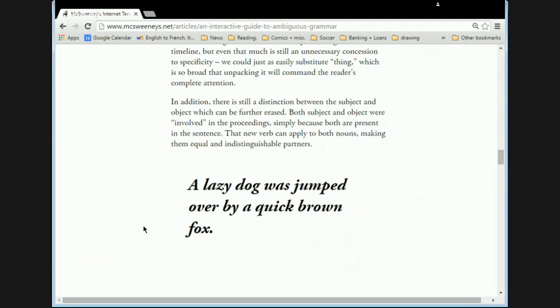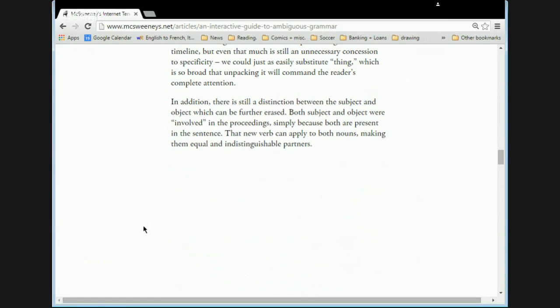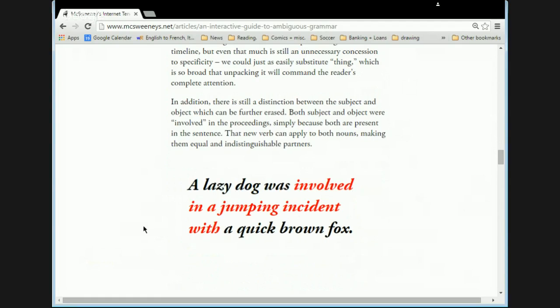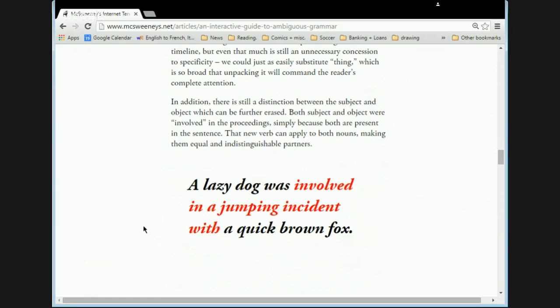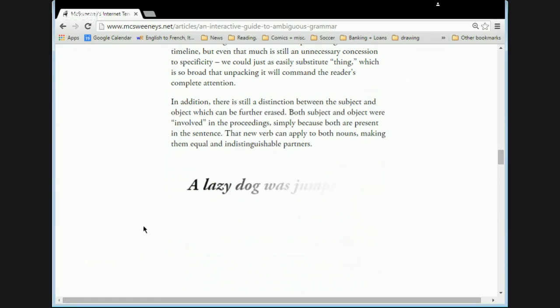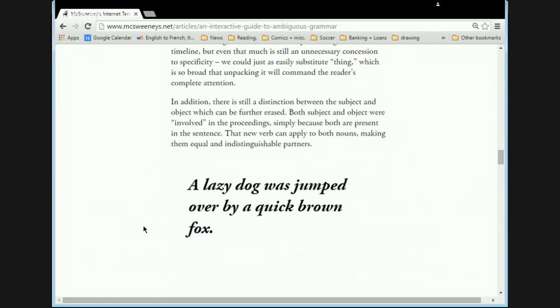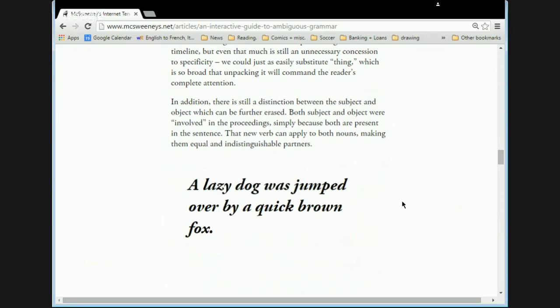In addition, there is still a distinction between the subject and the object which can be further erased. Both subject and object were involved in the proceedings simply because both are present in the sentence. That new verb can apply to both nouns, making them equal and indistinguishable partners. Partners.